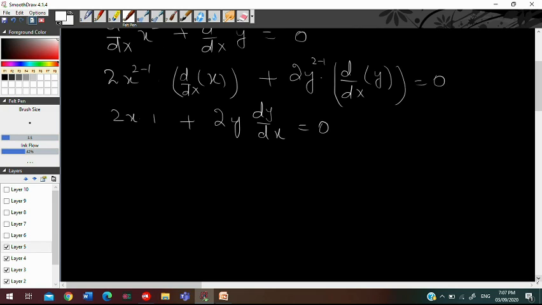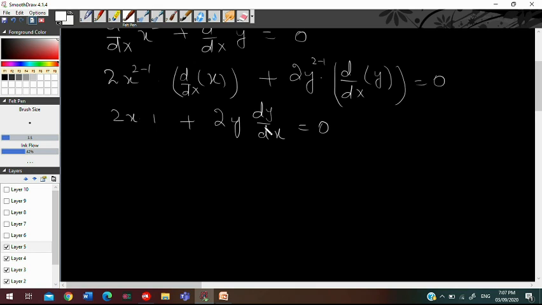Just in this case, when we have dx divided by dx, we can write it as 1, because the change of x with respect to x gives you 1. But here we have to calculate the change of y with respect to x. This is the question. This is what we are going to find.